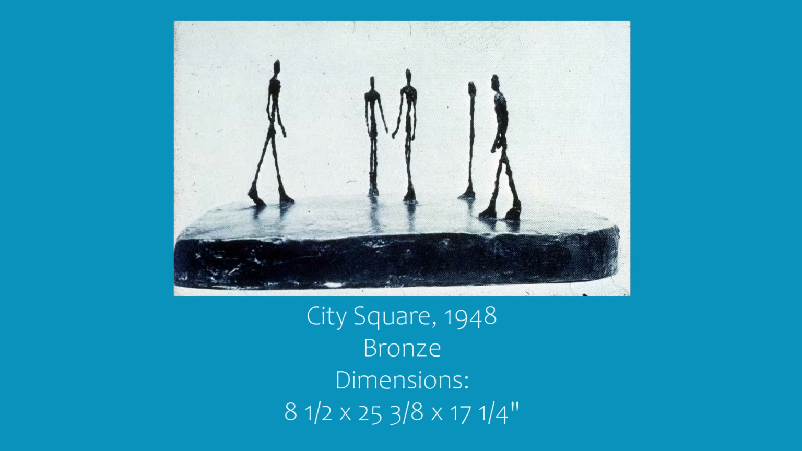City Square, 1948, bronze, dimensions 8.5 by 25 3/8 by 17 1/4 inches. This sculpture shows 5 people walking across a city square just passing through. The figures seem to be together, but lonely. There isn't much to tell them apart. The huge, heavy feet appear to be dragged down by the thick, heavy base. Could it suggest how lonely and anonymous life can be in cities?